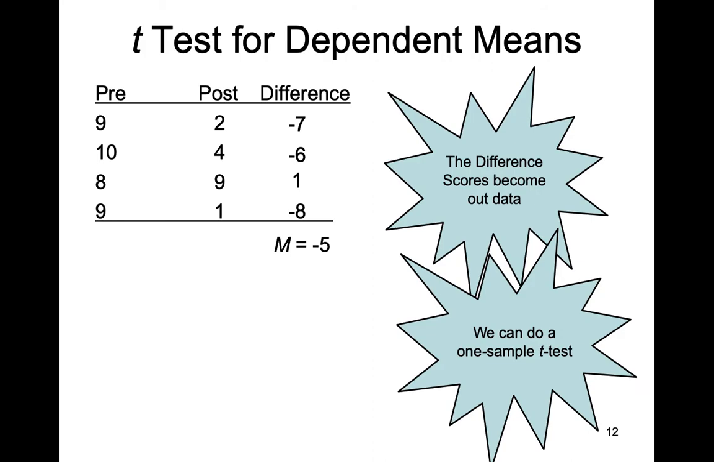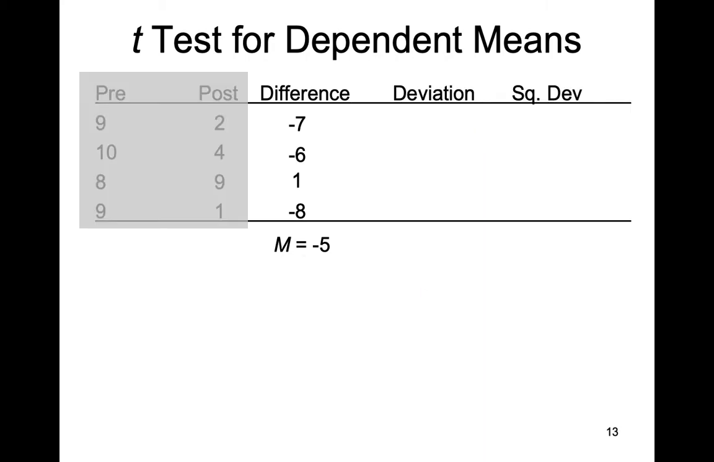So what we're going to do now is treat the difference scores as our data. Once we've got our difference scores as well as the mean, we're just going to follow all of our same procedures for doing a one sample t-test, just like we learned in the last lecture. So basically, the pre and the post go away, and we can just think of our difference scores as our data. And then this just becomes a one sample t-test. All right. So what do we need to do next?